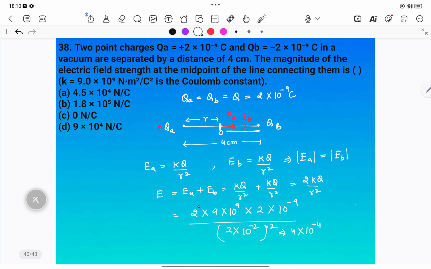So this 2 and this 2 get cancelled with 4, this 9 and this minus 9 get cancelled, and this minus 4 will go on the numerator, so its magnitude will come as 9 into 10 raised to power 4 Newton per meter. So according to this, option D is correct.